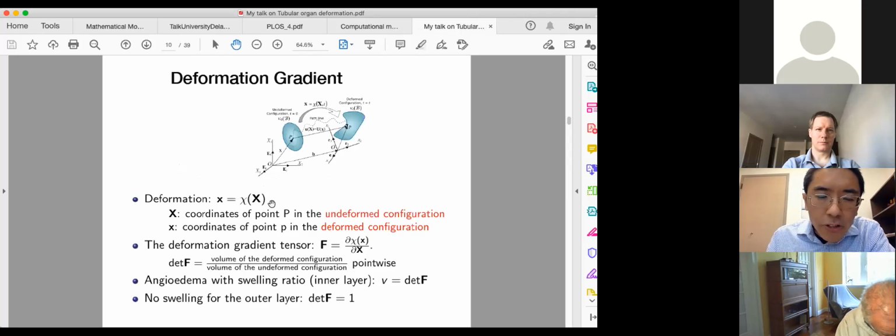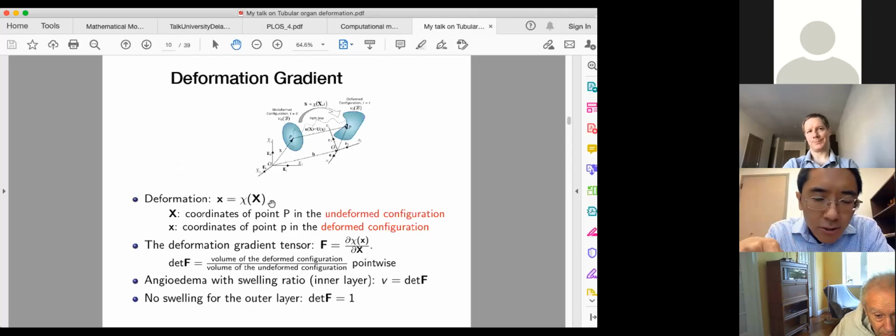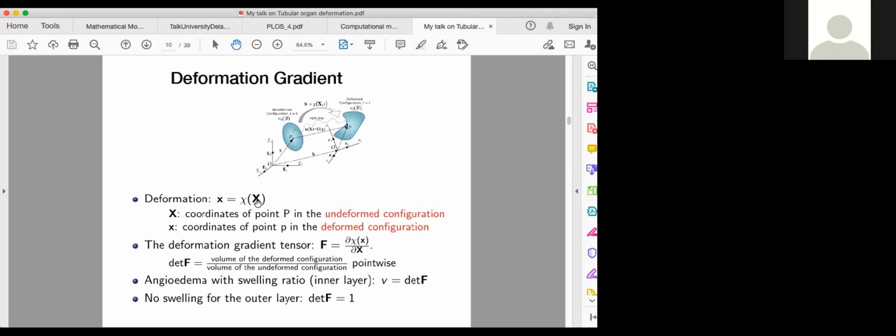And there's a deformation gradient. I know this is just some common mechanics knowledge. And we have a map from the reference configuration to the deformed configuration. The capital X is any point in the undeformed, reference configuration. The lowercase x is the point in the deformed configuration.